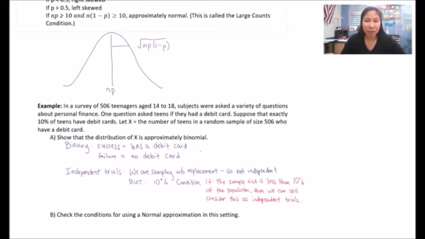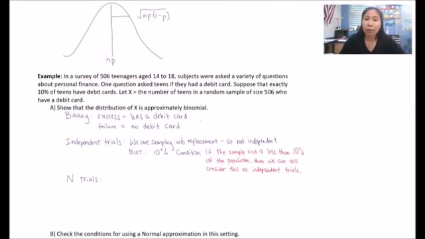This is the same reasoning here. If our sample size is less than 10% of the whole population, even if we sample these people without replacement, it doesn't change the second probability by that much. And so we can consider it as independent trials. That's the reasoning behind this.